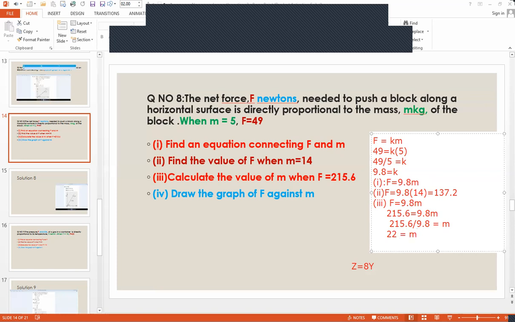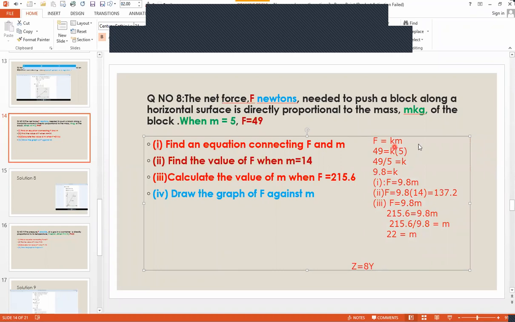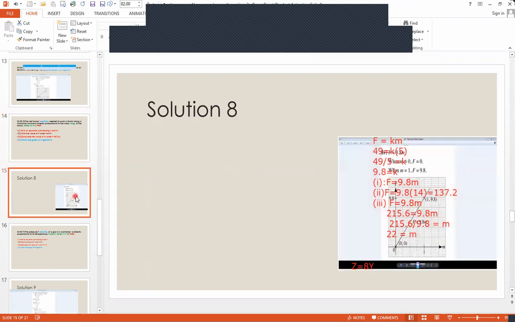Clear ho gaya? Now we move towards the fourth part, that they are saying draw the graph of f against m. But before drawing a graph, we have to move this. Wait, just we have to move because we need this. So we have to move this. Okay, we don't move it. Now we come to the question.